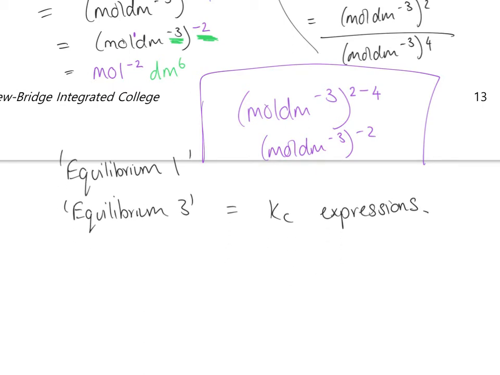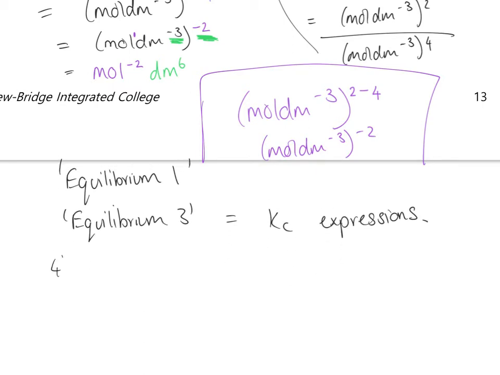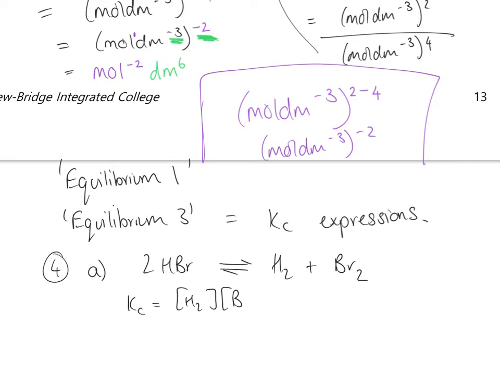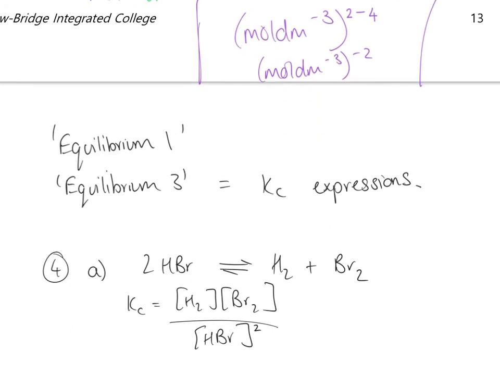So the first, question 4, first question is 2 HBr, giving you H2 plus Br2. Kc is going to equal the concentration of hydrogen times the concentration of bromine all over the concentration of hydrogen bromide to the power of 2, because the balancing number of hydrogen bromide is 2. So that's your expression for Kc.